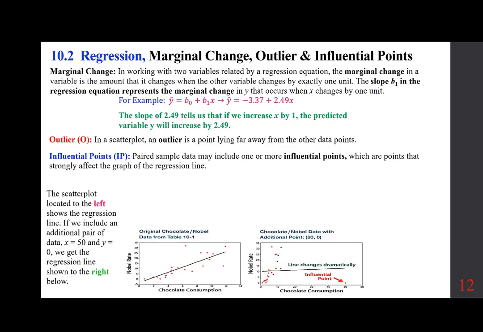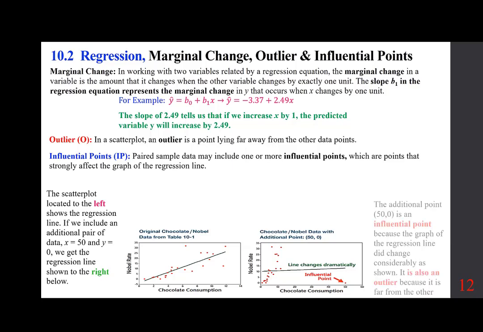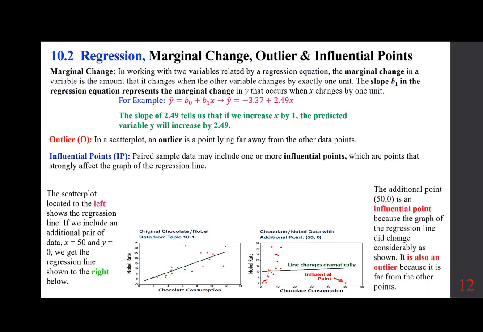Could somebody read the left side of the screen for us? The scatter plot located to the left shows the regression line. If we include an additional pair of data, x equals 50 and y equals 0, we get the regression line shown to the right below. Thanks, Mark. Somebody read the right side for us, please. The additional point 50, 0 is an influential point because the graph of the regression line did change considerably as shown. It is also an outlier because it is far from the other points.